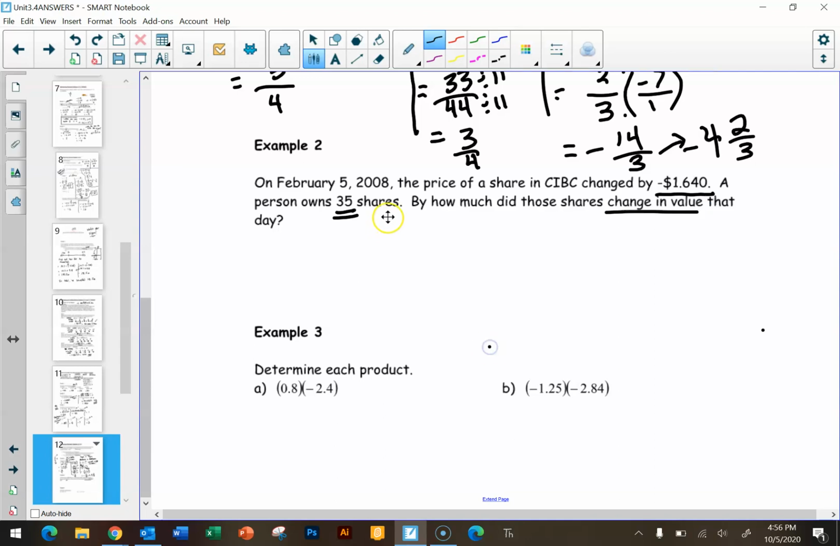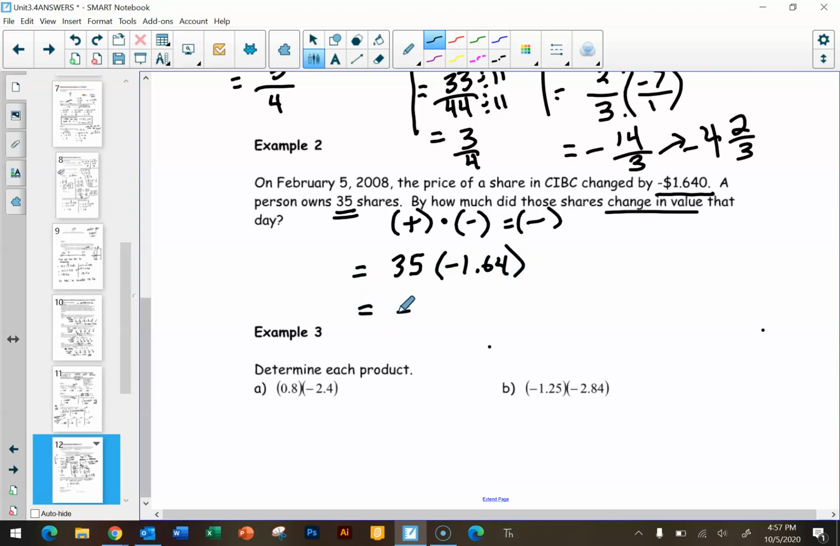So for each share, they've got a positive share, but it's going to be multiplied by a negative value, and that is what they lost that day. So I know our answer is going to be negative. A negative times a positive is a negative. So I've decided right now, whatever my answer is, it's going to be negative. How much did they change in value? It's going to be a negative something. So I've got 35 shares times the amount I lost for each share, which is negative 1.64.